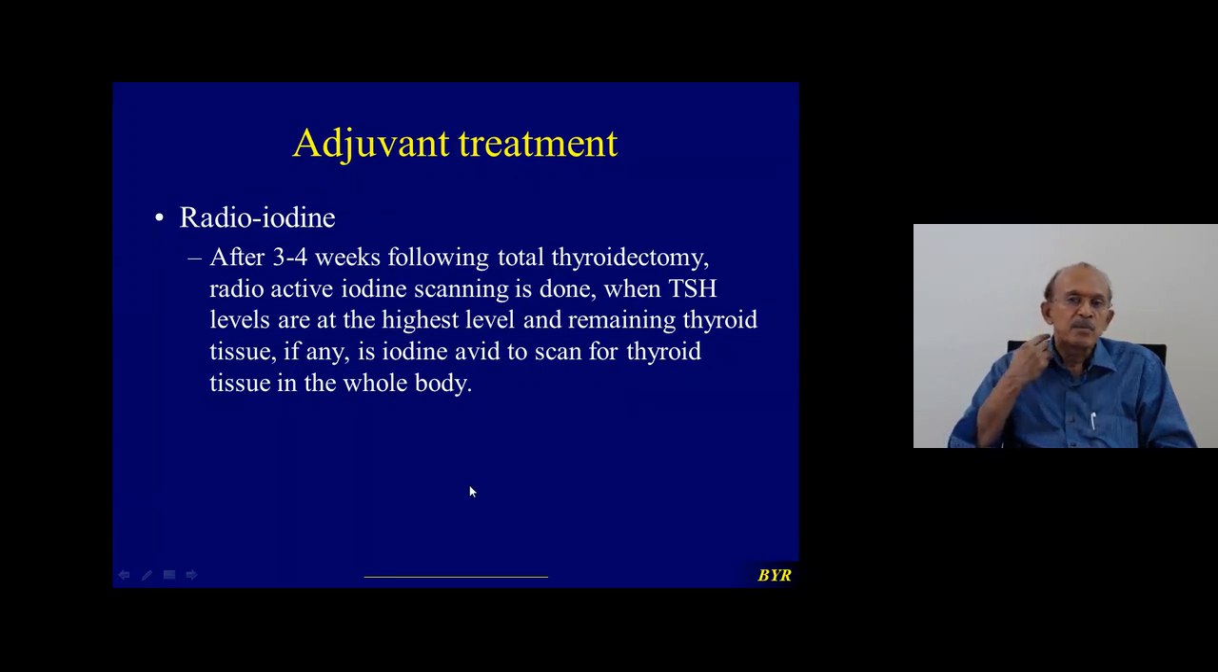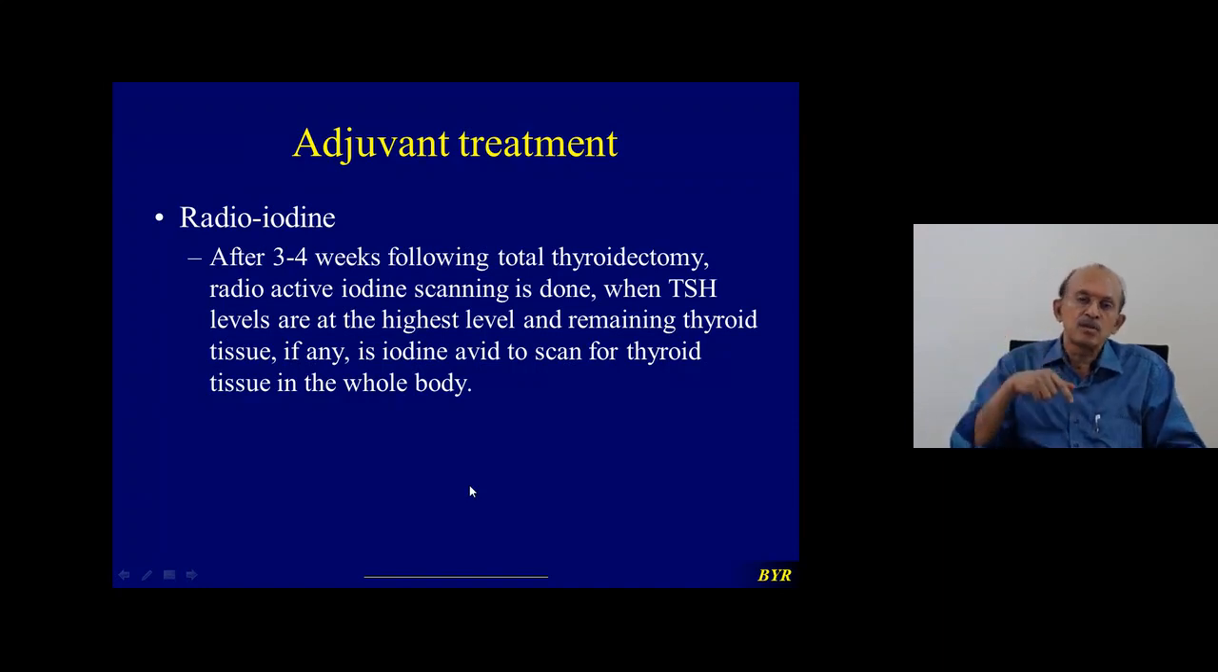And there may be deposits in the lymph nodes, small microscopic deposits. They are not clinically palpable. During surgery also they are not palpable, but they house a microscopic focus in the lymph nodes. So how to detect them? What you do is, first you do total thyroidectomy. Wait for 4 weeks. So after total thyroidectomy, the patient is in a state of hypothyroidism because you have removed the thyroid gland. Because he is having hypothyroidism, what will happen?